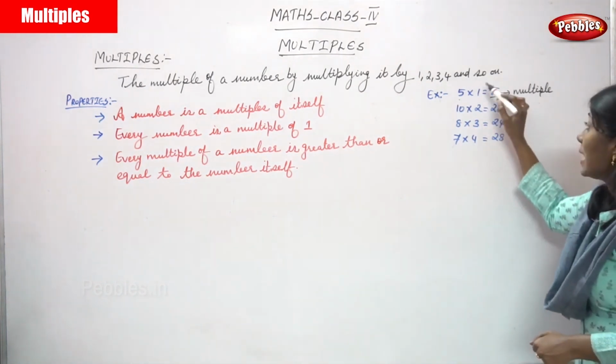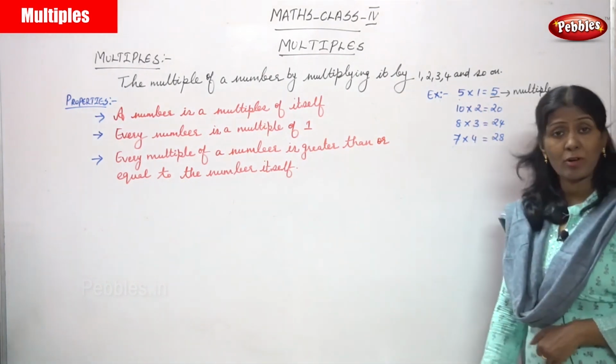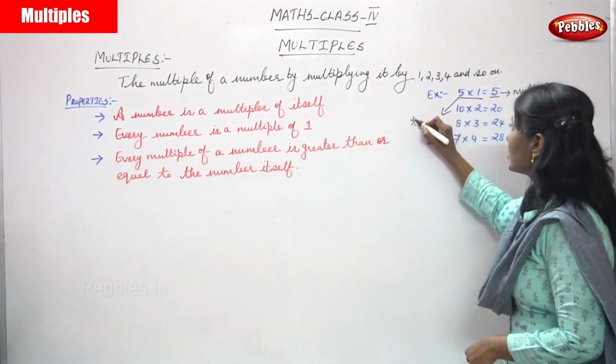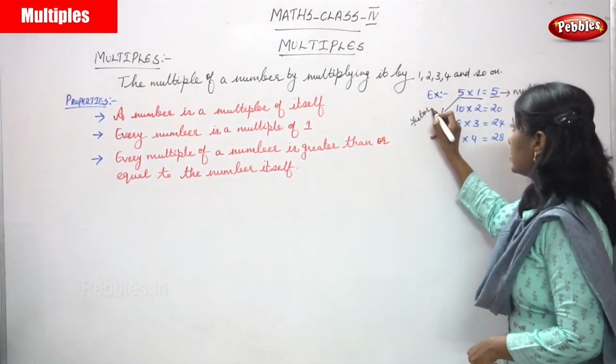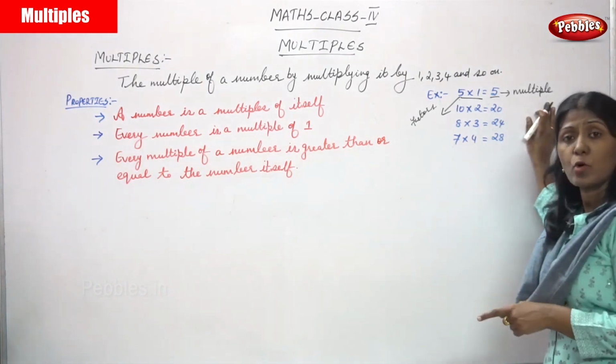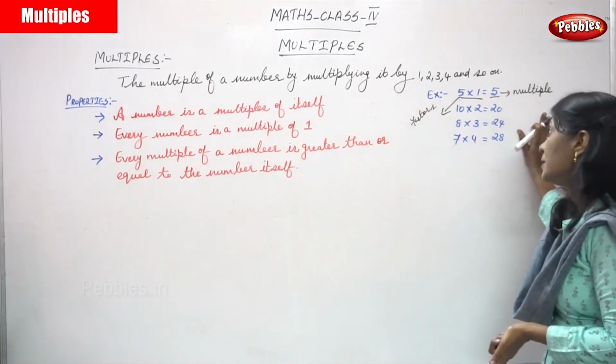So the number I am going to multiply by is 1. So 5 into 1, what do you get? 5. So these two are factors. This 5 into 1 is a factor. Okay, factor. And this 5 is called a multiple. That means the answer, the product, is called a multiple.